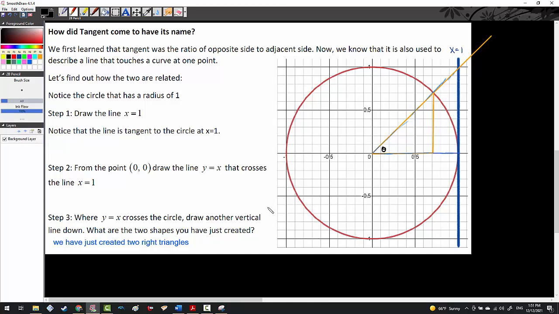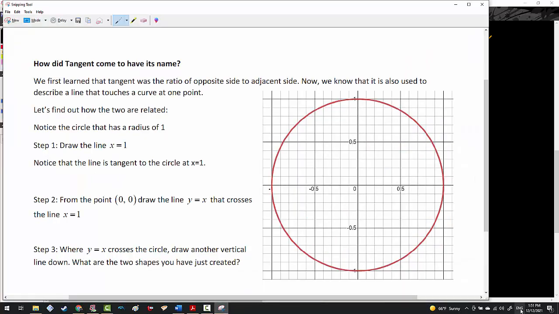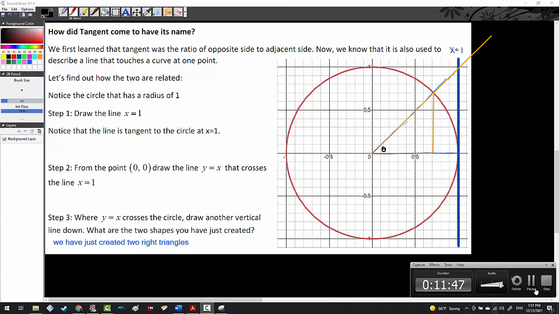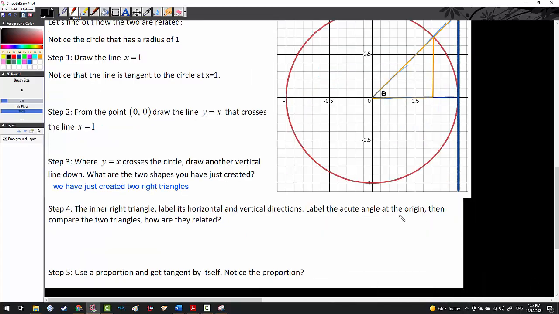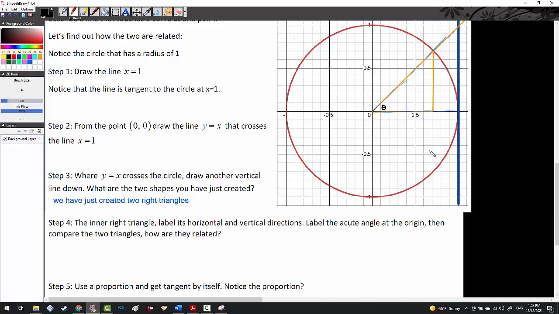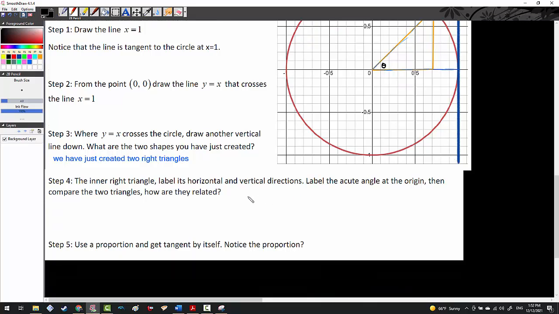And then I will come back and get the next part of the problem. Okay, so step 4 tells me to label the inner right triangle. I've got to label its horizontal and vertical directions and then label the acute angle at the origin. We have to compare the two triangles. So basically what I'm being asked to do here is draw two triangles and see how they're related.